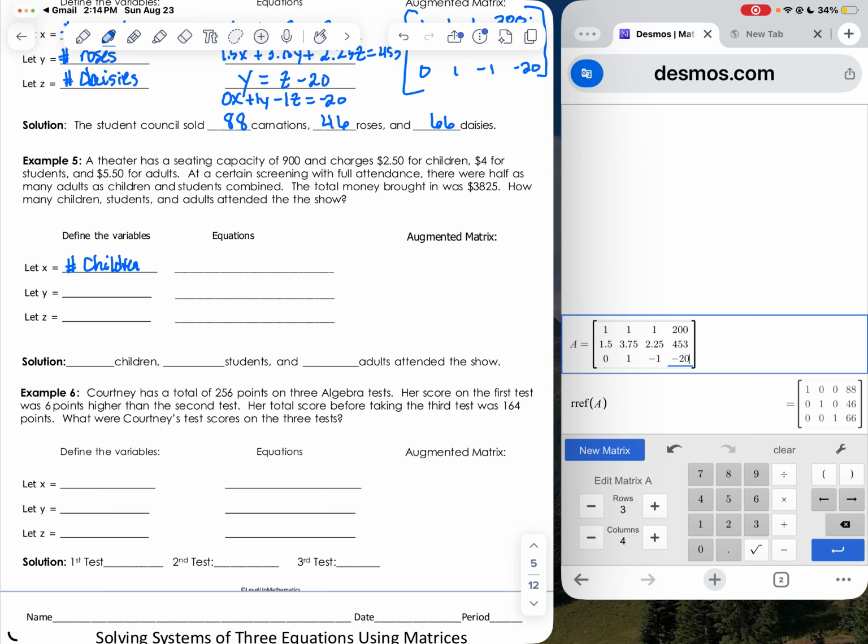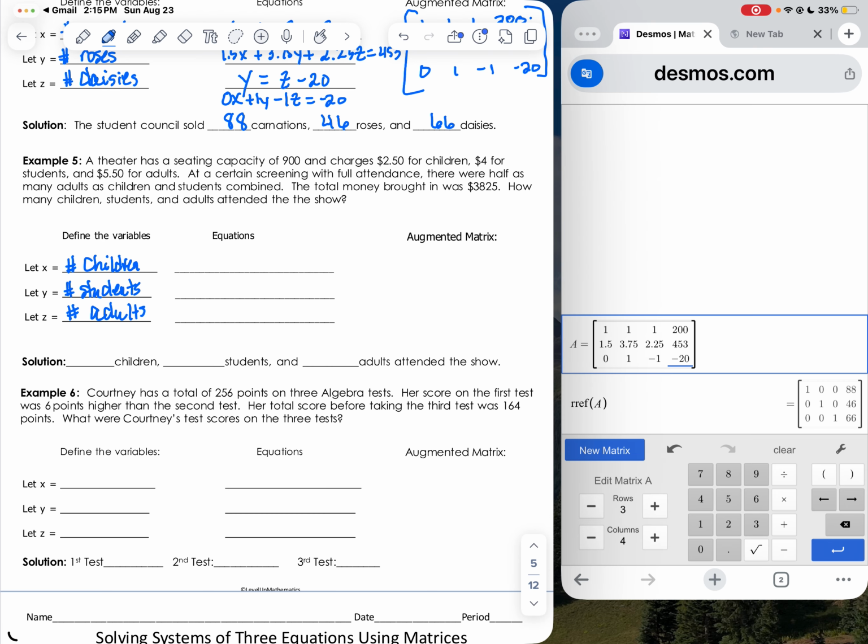I'm going to let Y equal the number of students, and Z equal the number of adults. All right. Let's see. At a certain screening with full attendance, there were half as many adults as children and students combined. The total money brought in was $3,825. How many children, students, and adults attended the show?